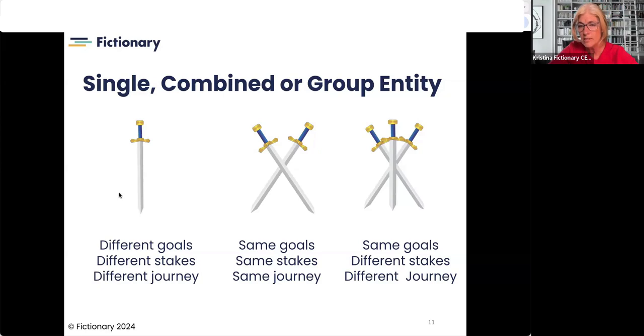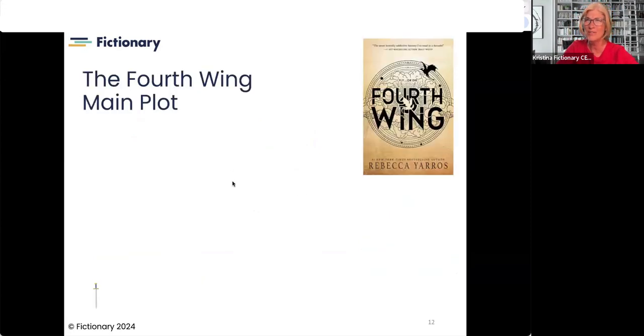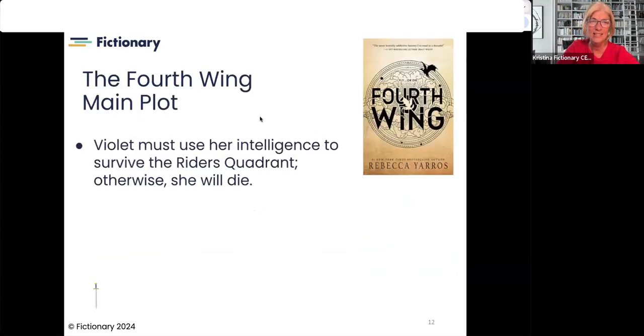And then a group protagonist, which is Game of Thrones. It's the same goals. So that group has the same goals, different stakes, and a different journey, but they're on the same mission. So we'll start with Fourth Wing because it's really good. When we write Violet's skeleton blurb, she must use her intelligence to survive the Rider's Quadrant, otherwise she will die. So that's her main plot line. If we take out the magic and the mythical creatures, that is her main plot.